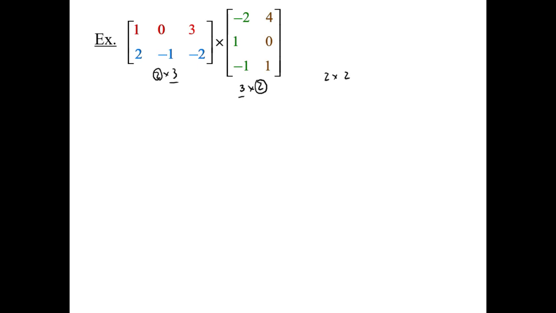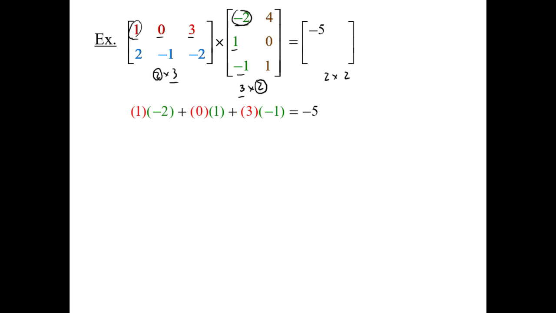top row and multiply it by the first column. So I'll do red times green. And so when I do that, because those numbers agreed, that means that the number of entries in this row is the same as the number of entries in this column. And so I'm going to pair them up. So the 1 pairs up with the -2, and I just multiply those two numbers. The 0 pairs up with the 1, so I multiply those numbers. The 3 pairs up with the -1, and I multiply those two numbers. I take all those products and I add them together, and I get a -5.